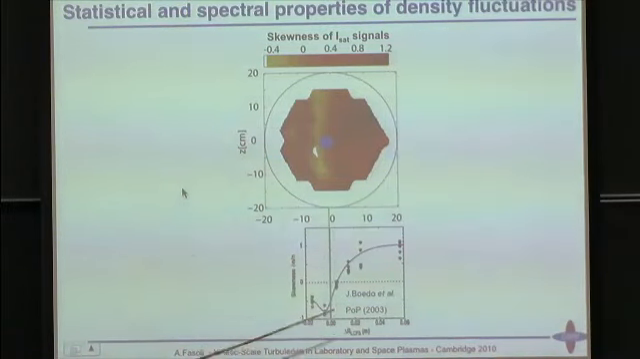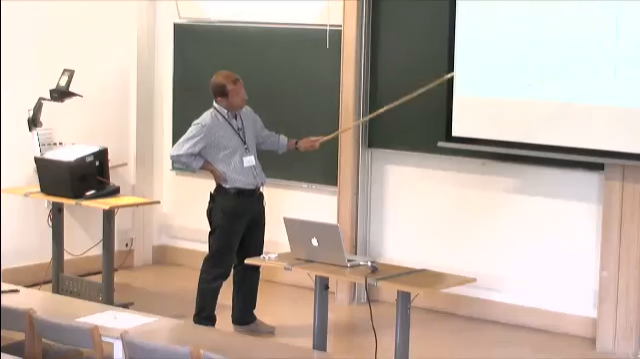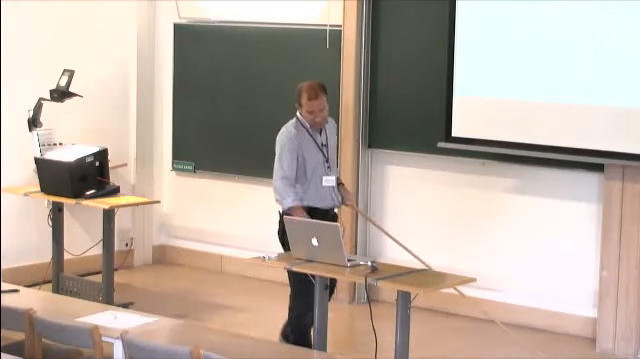This is an example from Jose Boedo. That's the skewness of delta n over n. You go from negative to positive pretty much across the last closed flux surface.